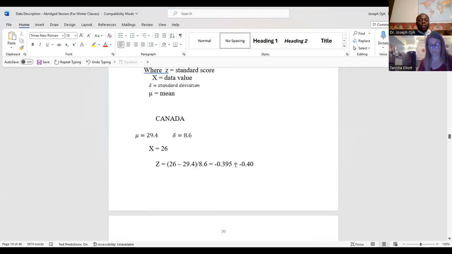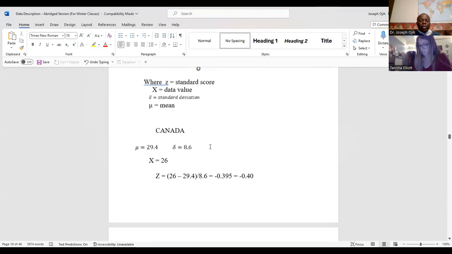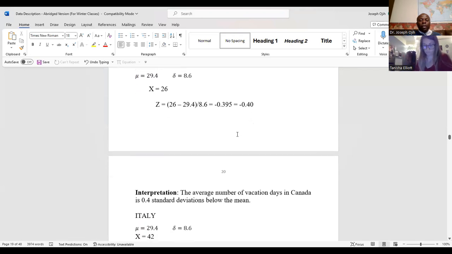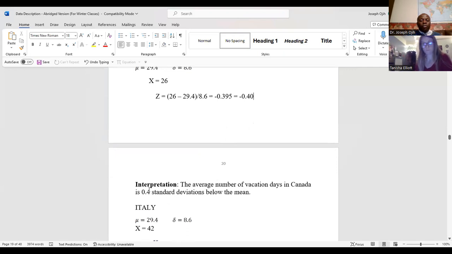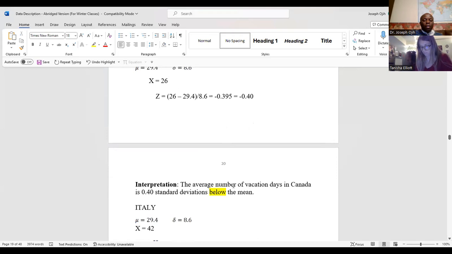So you mean that for Canada, remember this is the vacation days. So you mean that the number of vacation days in Canada is 0.4 standard deviation below. Why below? Because it is negative, it's below average. The number of vacation days in Canada is 0.4 standard deviation below the mean. It is below average.